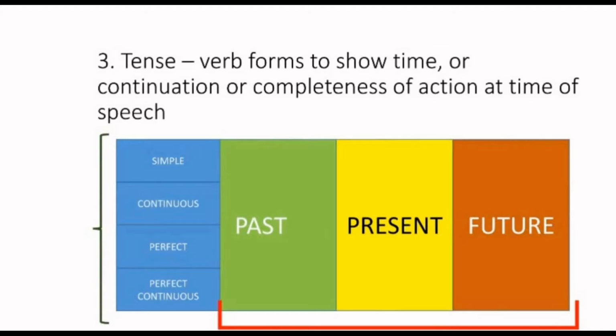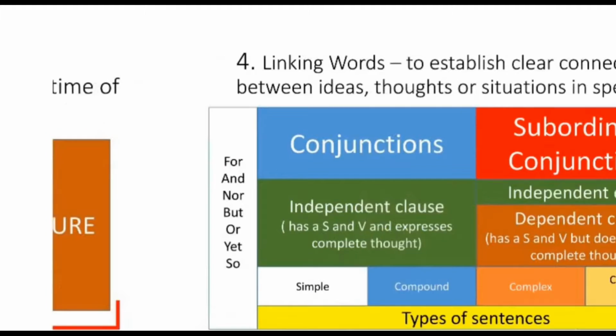There are three types of tenses: past, present and future, and each has four kinds: simple or affirmative, continuous, perfect and perfect continuous.